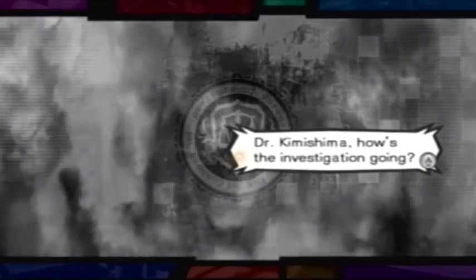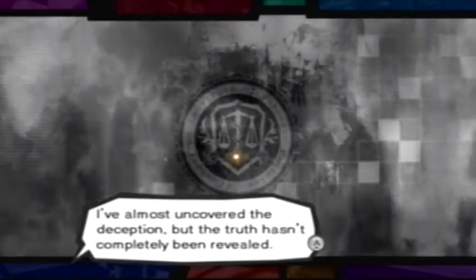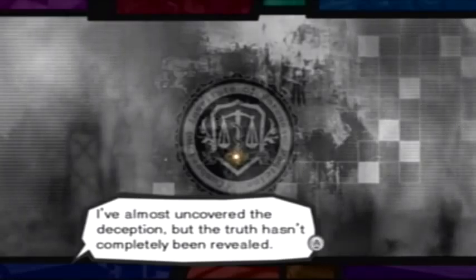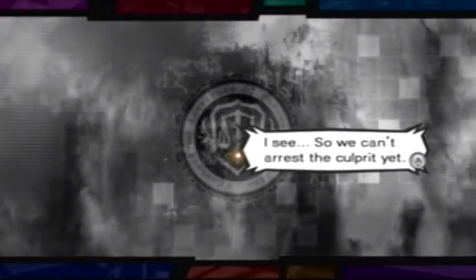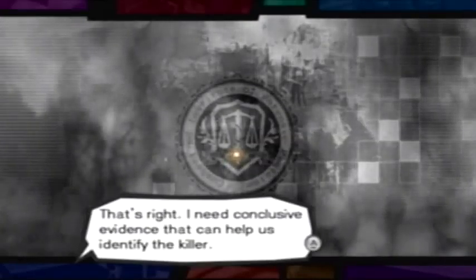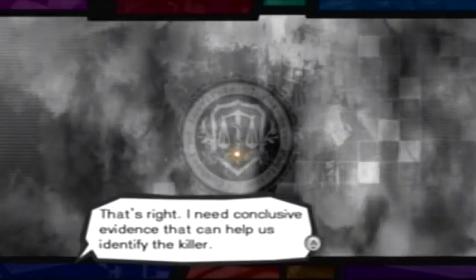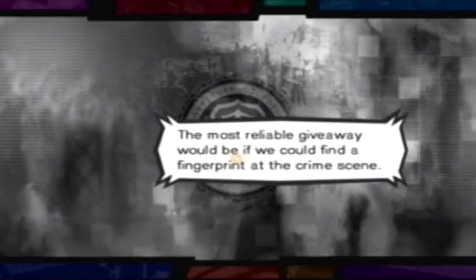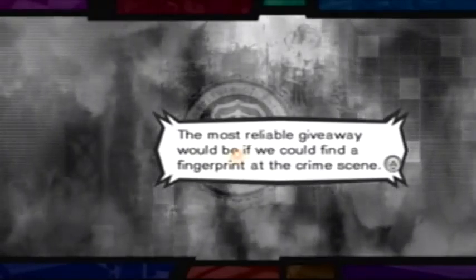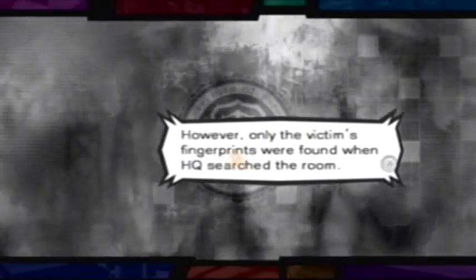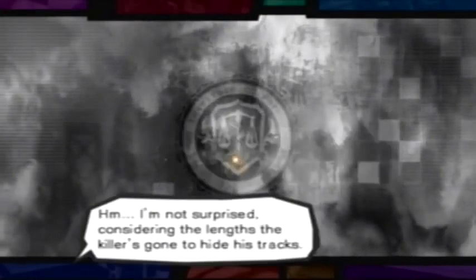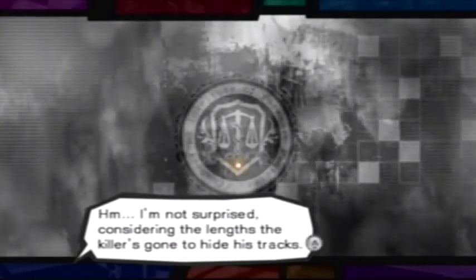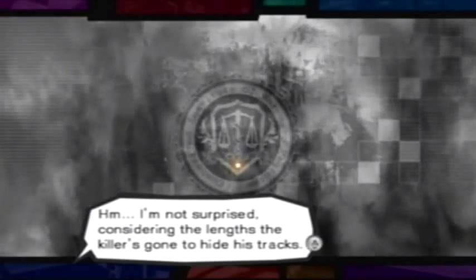Dr. Kimishima, how's the investigation going? I've almost uncovered the deception, but the truth hasn't completely been revealed. I see. So we can't arrest the culprit yet? That's right. I need conclusive evidence that can help us identify the killer. The most reliable giveaway would be if we could find a fingerprint at the crime scene. However, only the victim's fingerprints were found when HQ searched the room. I'm not surprised, considering the lengths the killer's gone to hide his tracks.